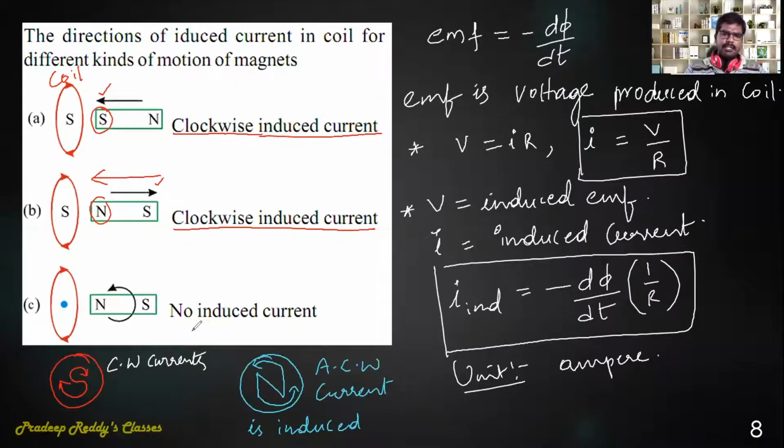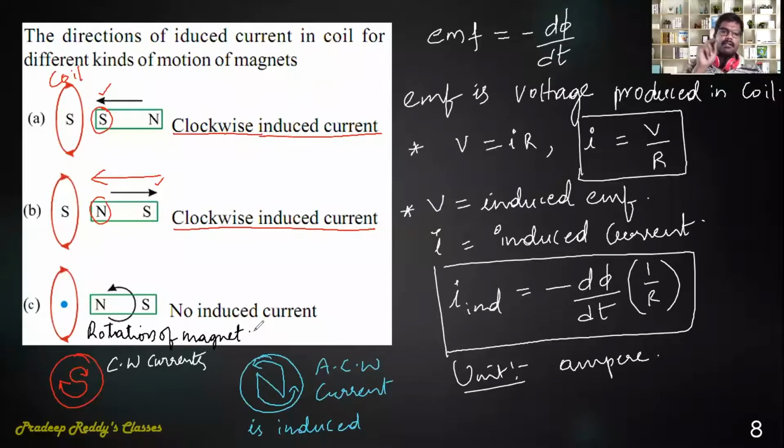And the third example is that no induced current is produced if you are just rotating the coil in its own position. This is just rotation of the magnet. The magnet is being rotated over there. So due to rotation of the magnet, there is no distance increased or distance decreased. Being in its own position, the magnet is rotated. Therefore, there is no EMF produced within this coil.